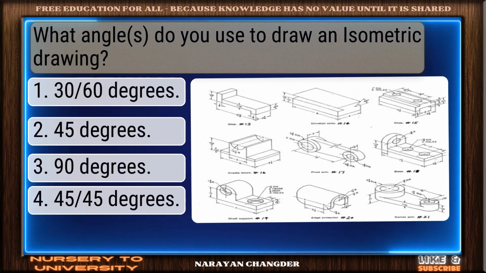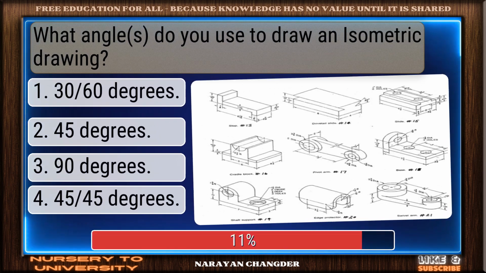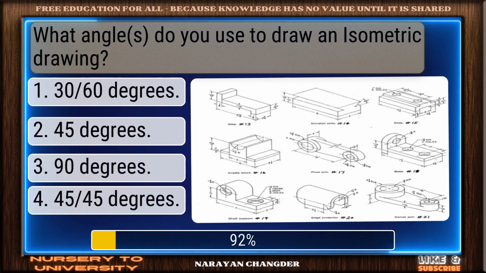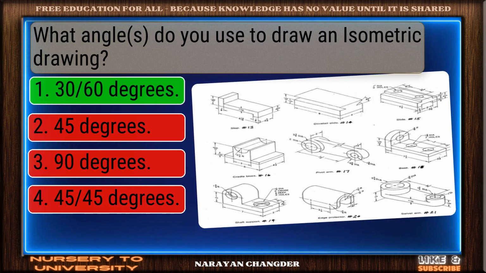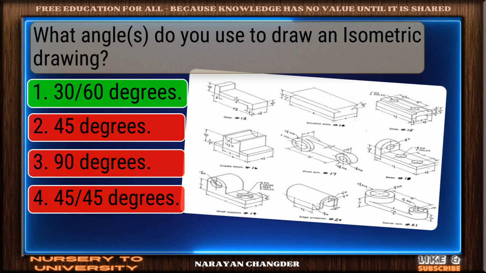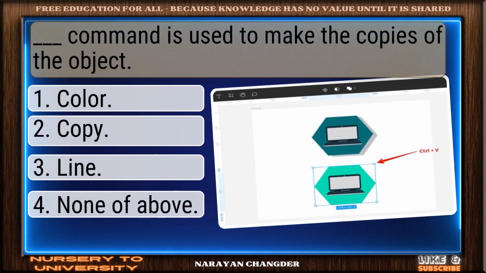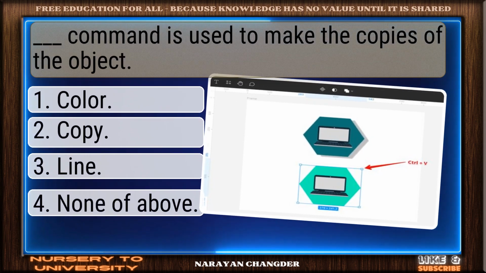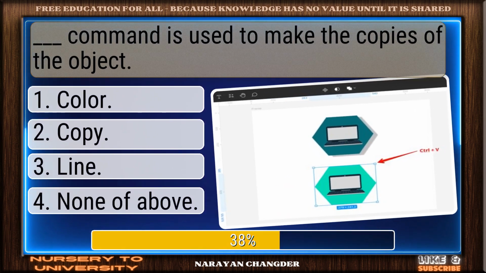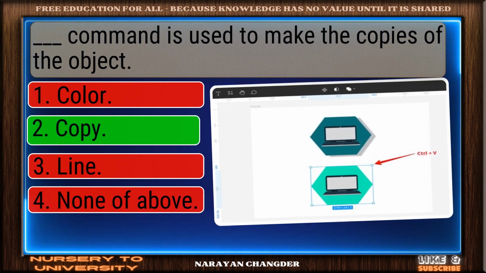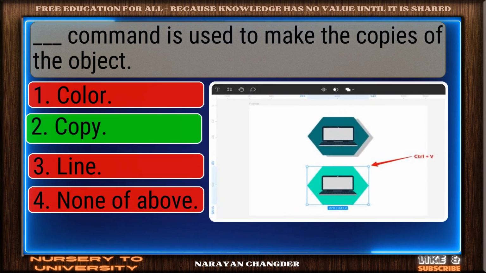What angle do you use to draw an isometric drawing? You're right. 30 to 60 degrees is the correct answer. Dash command is used to make the copies of the object. Nicely done. Copy is a solid answer.